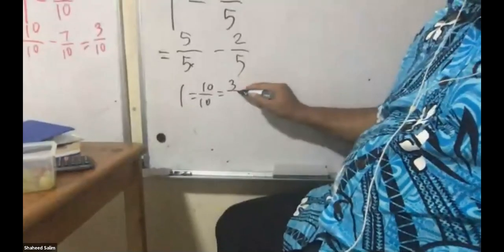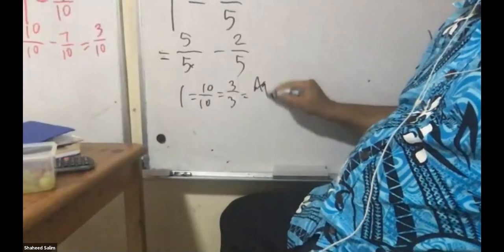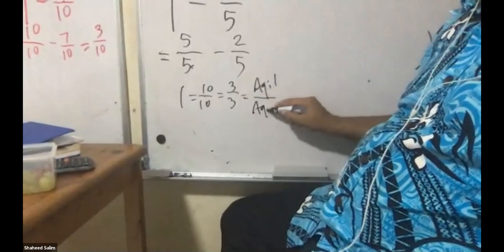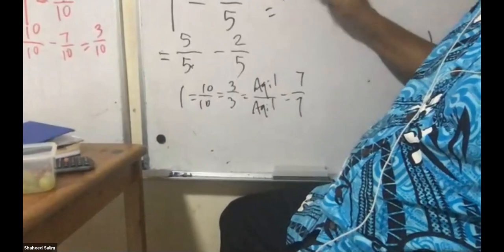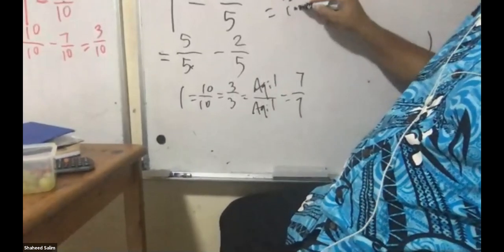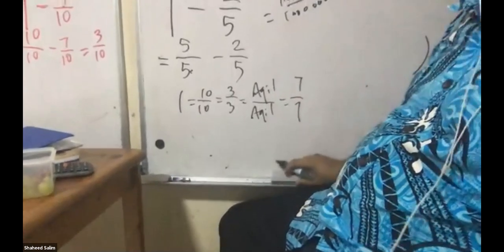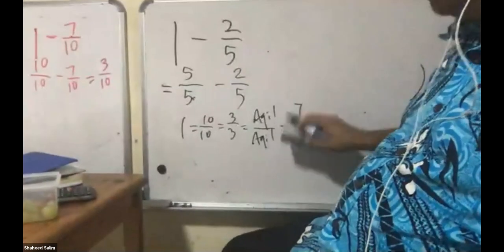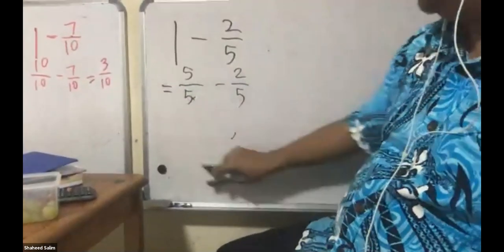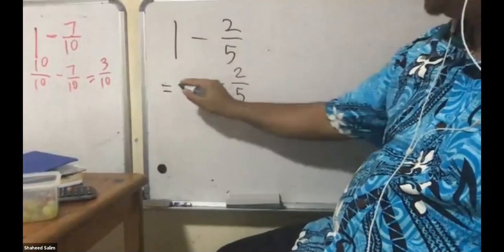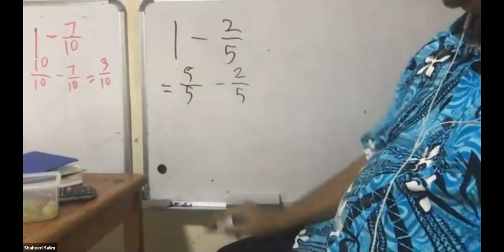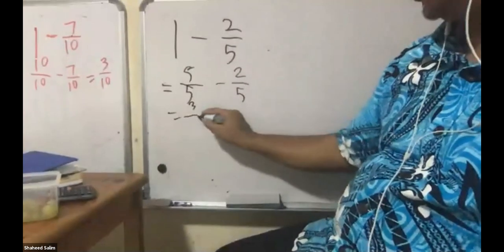Can be 3 out of 3. Can be 7 out of 7. Can be 1 million out of 1 million. So it's the same number over same number. So down here, we know that this is 1. This one got 5 at the denominator, I make 5 out of 5. So 5 minus 2, 3 out of 5.